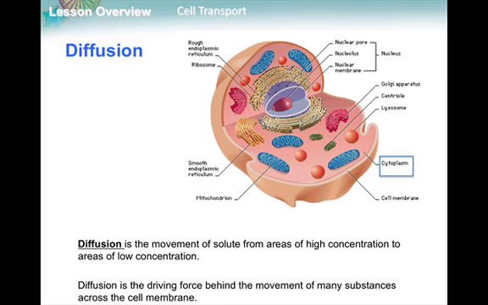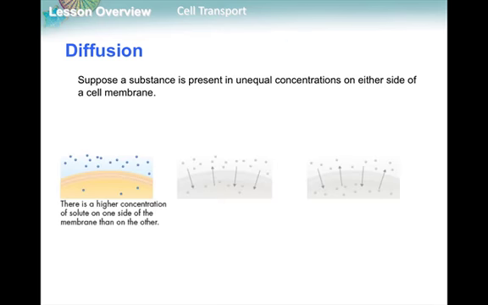A very similar thing happens inside a cell, to where certain things that might be located in this region, if it's high concentration, will move to areas of low concentration. And so very basic, that's diffusion. And it is a driving force behind the movement of many substances across cell membranes as well. And so what I mean by that is that some things that will be inside of the cell will actually move out of the cell because of this diffusion pressure.